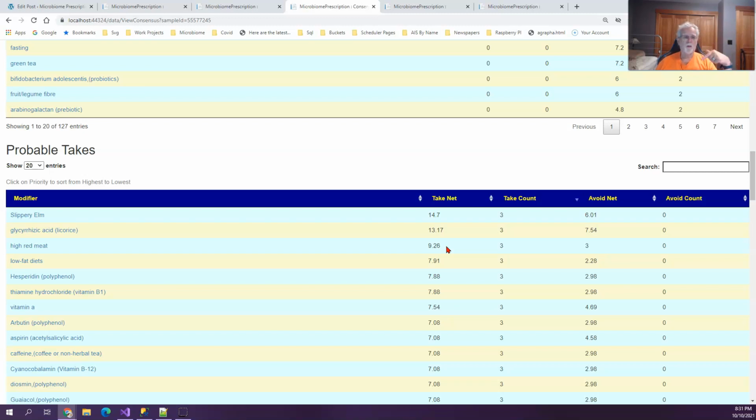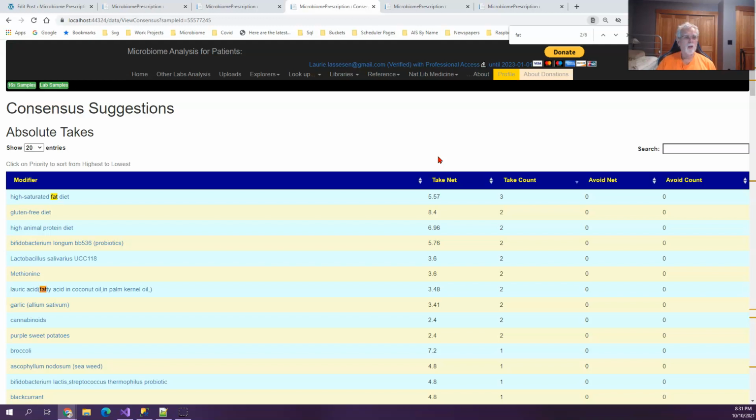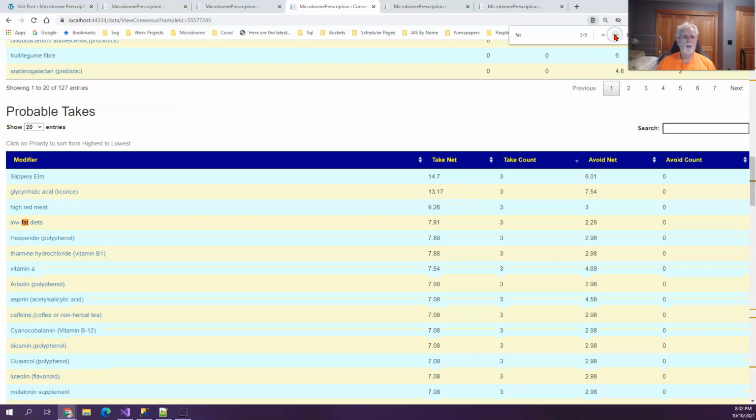So you can see the relative impact between a low-fat diet, which is 7.91, and a high saturated fat diet, which was 5.57, versus the next one, low fat is 7.91, but we have 2.28 over here. When we take them apart, that ends up being 5. So both of them are about the same weight, 5.5, 5.7. So whether it should be high fat or low fat, we don't know. Some fat definitely, but the amount we don't know exactly.